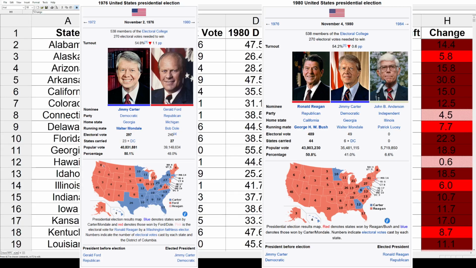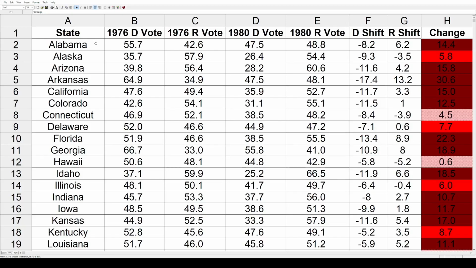Another thing to consider is the third-party vote. In 1976, there wasn't really that much of it. In 1980, John Anderson, he got around 6.5% of the vote, so that plays more of a role in some states than others. So you can look more into these individual elections if you'd like. But let's get started here in Alabama.